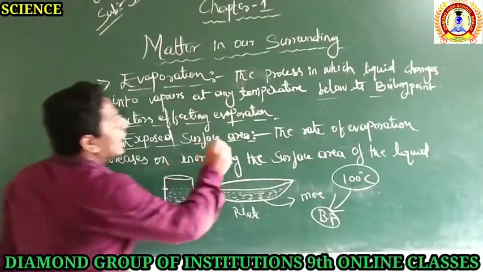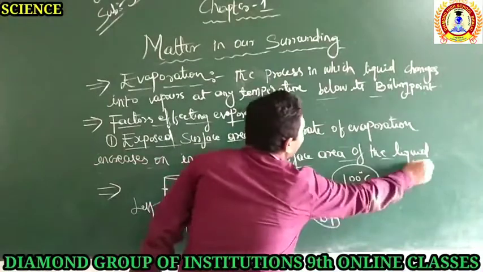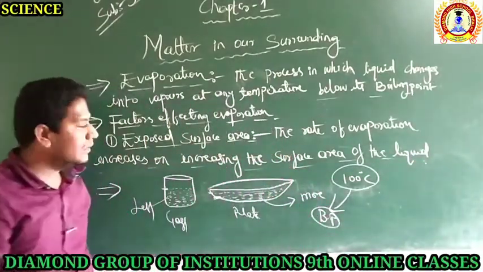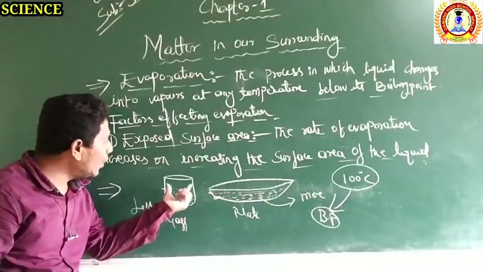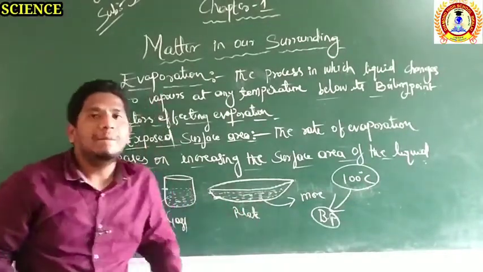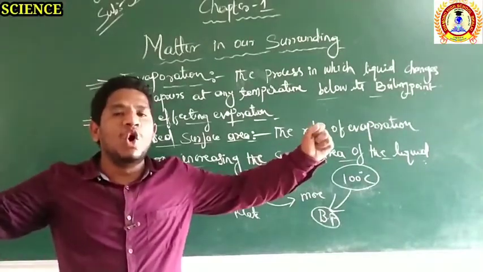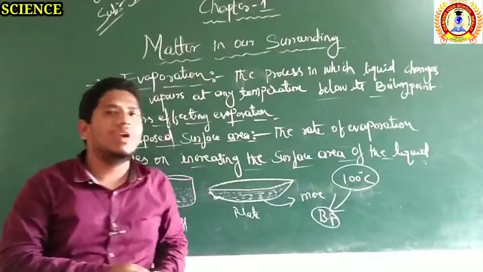Simple. The rate of evaporation increases on increasing the surface area. Right? The rate of evaporation is more here compared to this, because the surface area of the glass is less compared to the surface area of the plate. Means if the area is more, then the rate of evaporation will be more. Just do one more example.